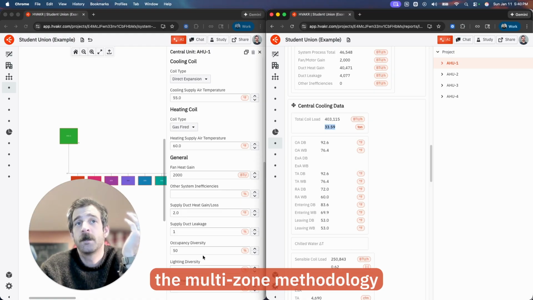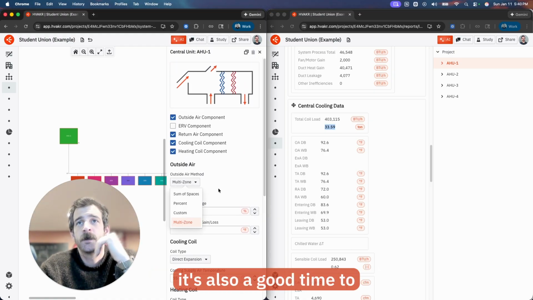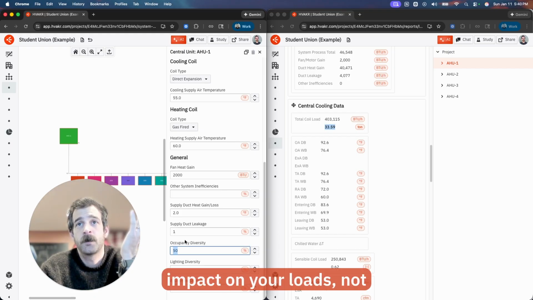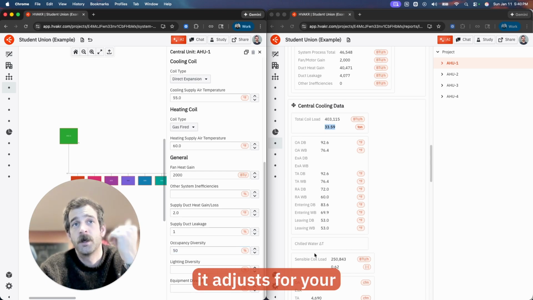So while I'm demonstrating the multi-zone methodology in HVAKR, it's also a good time to remind you all that your occupancy diversity can have a big impact on your loads, not just because it adjusts for your people loads, but also it adjusts for your ventilation loads.